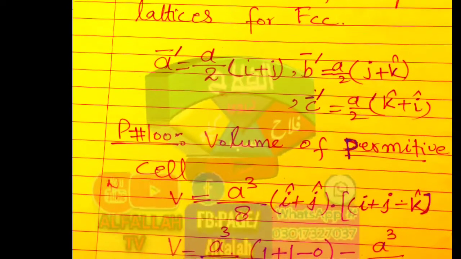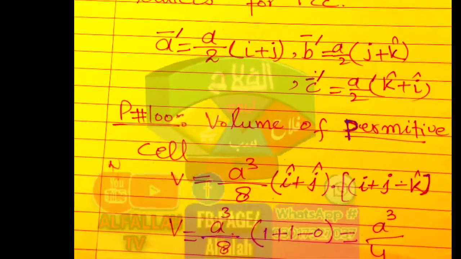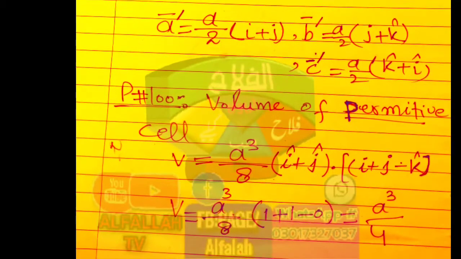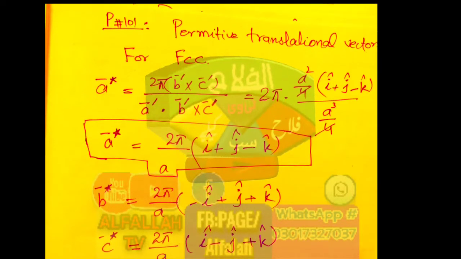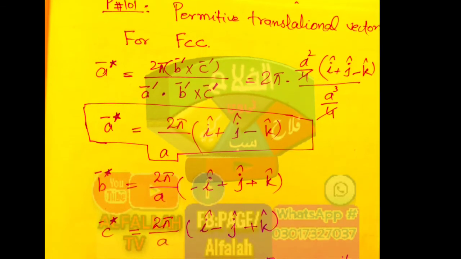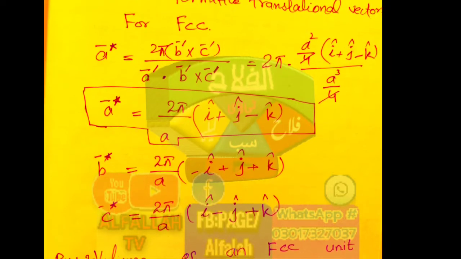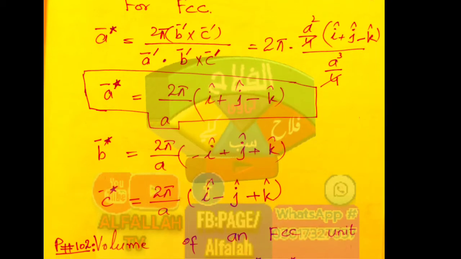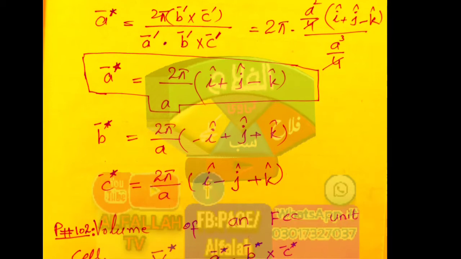Equation of volume is V = a³ × 3/8 × (1 + 1 − 0), that is equal to a³/4. Reciprocal translational vectors for FCC: a* vector is equal to 2π × (b × c) over a · (b × c), which is equal to 2π × a²/4 × (i + j − k) over a³/4.